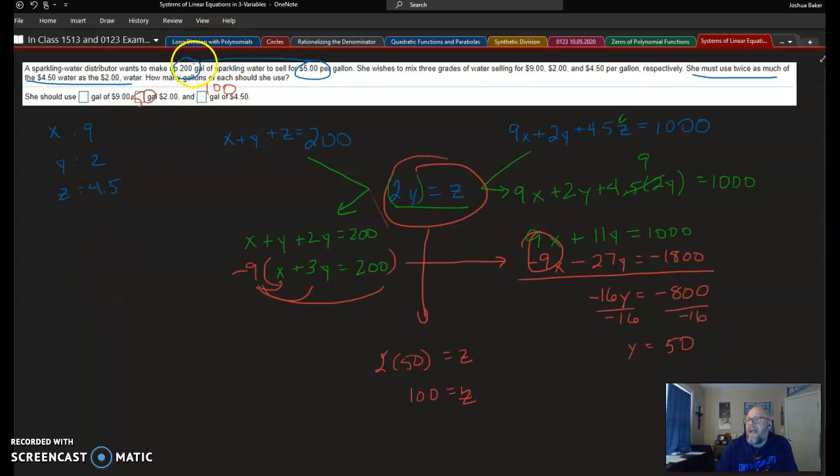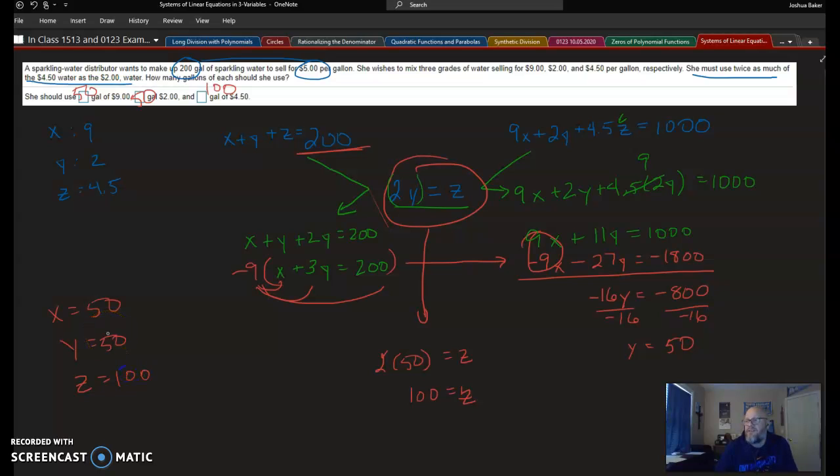Now remember, I got to add up to 200, right? So if I've got 50 here and 100 here, that means that I've got to use 50 there. Okay, so X is going to end up being a 50, Y is going to end up being a 50, and Z is going to be a 100.